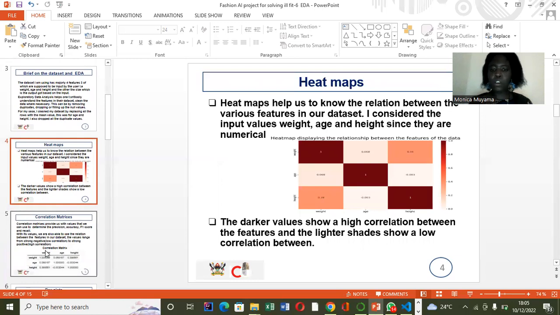The heat maps. Heat maps help us know the relationship between the various features in our dataset. I considered the input values, that's the weight, the age, and the height, since they were numerical. Here in my dataset, you see that the darker the shades, the higher the correlation between the features. The ones which are really dark are just those between themselves, like weight and weight. The ones which are slightly pink, that's where we have height and weight. I mean, there is some correlation between them. Then the low is between the age and the weight, and then the age and the height.